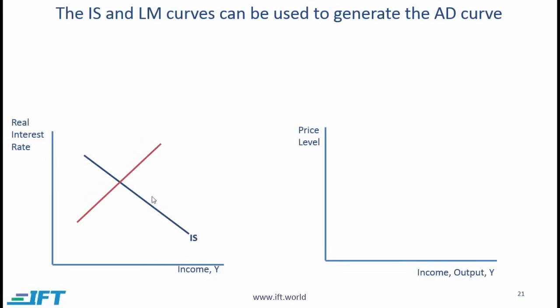On the left, we have the IS curve, and we have the original LM curve, which exists at a given price level. So let's say this is the LM curve when the price level is 100. Let's say that at this stage, the interest rate is equal to 5%.